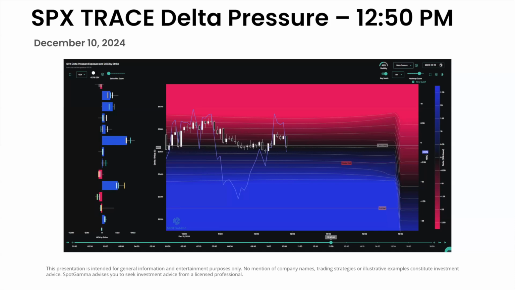On Tuesday, December 10th, SPX gapped up and opened at 6057.59. After the open, SPX oscillated up and down around the 6055 large positive gamma strike, shown on the TRACE delta pressure heat map. SPX reversed lower after moving into the red selling pressure above 6055 just before 11 a.m. and again after 12:30 p.m. On the second reversal at 12:30, SPX made a lower high.